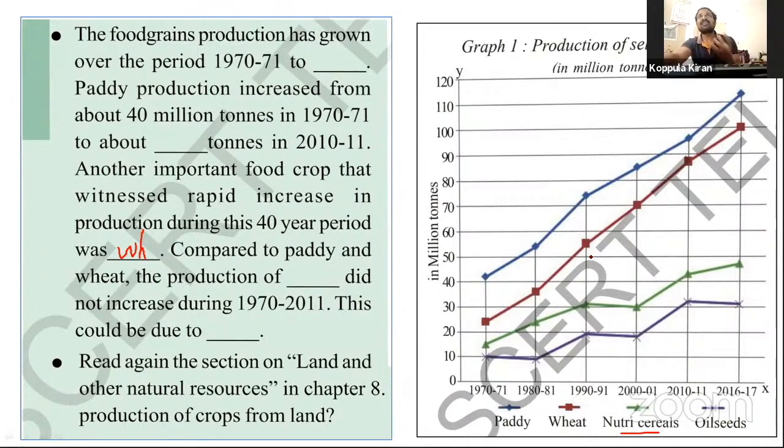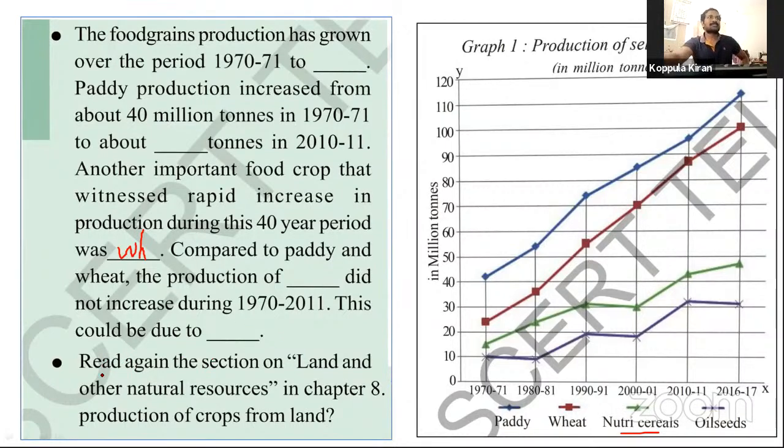Because of dry land agriculture. Most of the agriculture we are cultivating on agricultural lands, but we have to provide irrigation facilities. There are no irrigation facilities all over the country, so it is very low here. So this answer is nutri-cereals. This could be dry agricultural land.